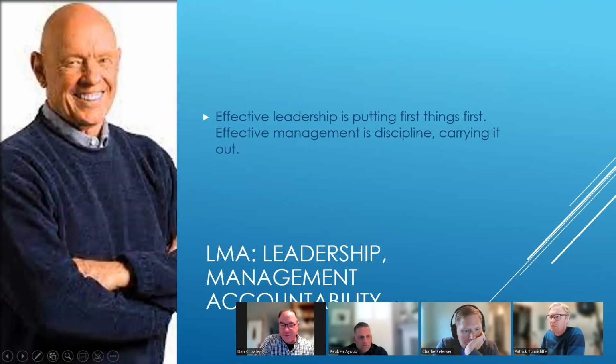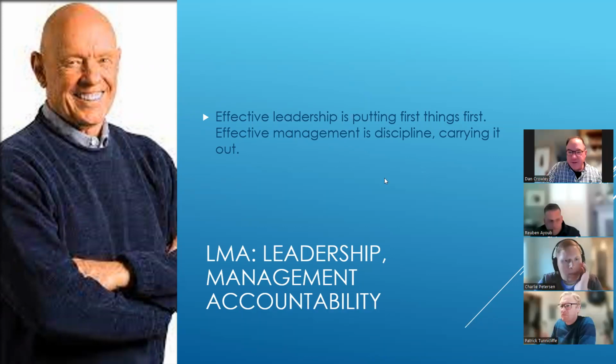This one is, we're getting to the end once we get through the second part of the process, right? The core process. And we're looking at leadership, management, and accountability as it relates to the processes. So this is Stephen Covey: effective leadership is putting first things first, and effective management is discipline, carrying it out. Totally different things, right? I've been accused of being decent at vision activities and leadership activities, knowing what to prioritize, but not necessarily effective in the discipline of follow through.